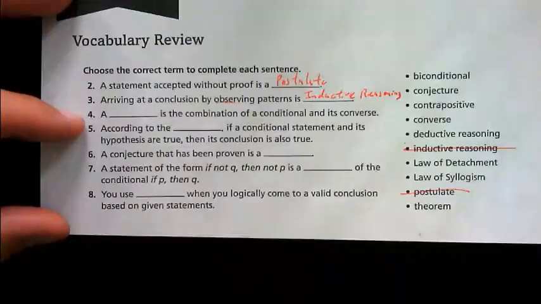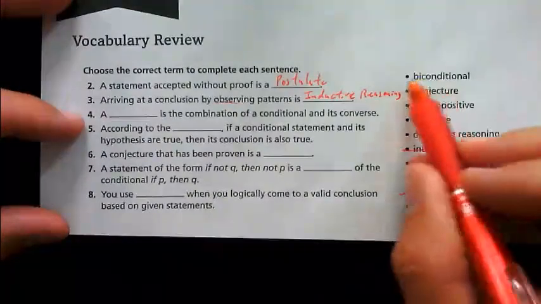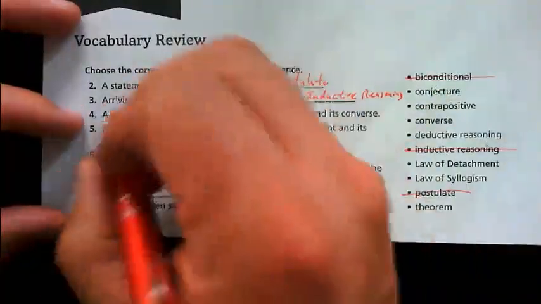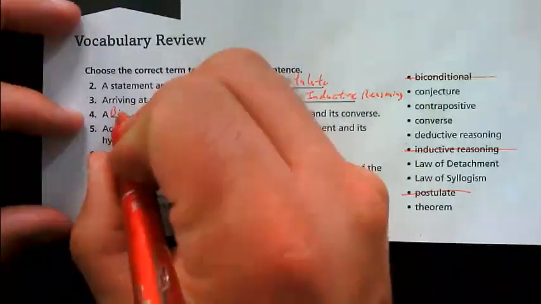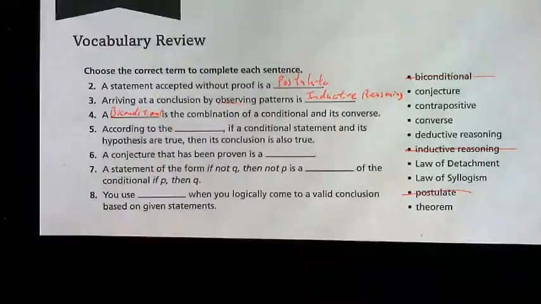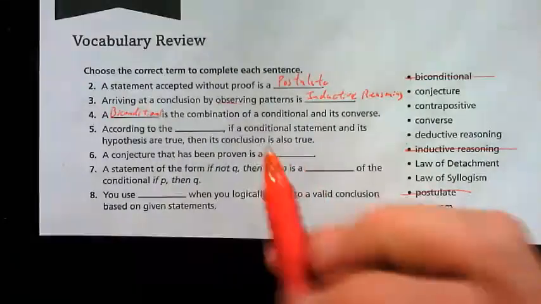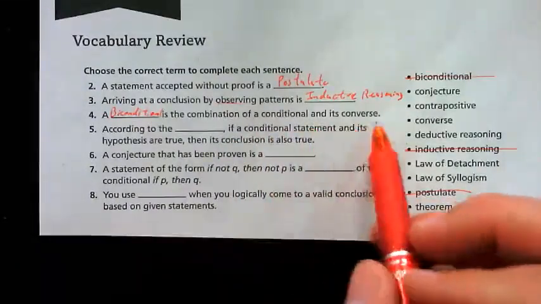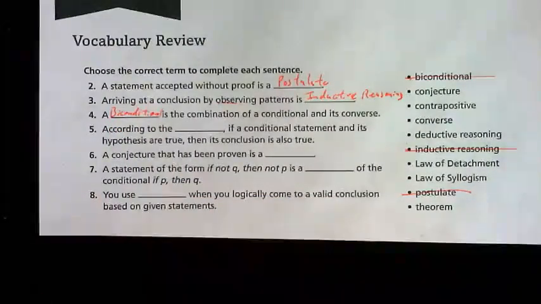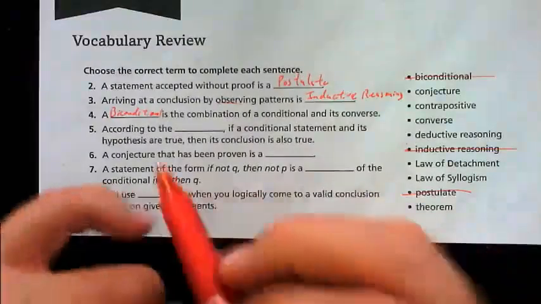The next one, a blank is a combination of a conditional and its converse. So when you write a biconditional, that is a combination in the format if and only if. So this would be a biconditional. Again, you can only write a biconditional if you have the same truth value for the original conditional and for the converse. So again, that's why you're able to write this combination of a conditional and its converse, because they share the same truth value when it's a biconditional statement. And you use the words if and only if in the middle of the two statements.